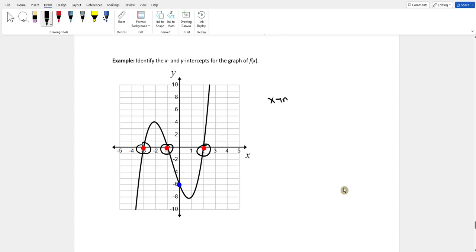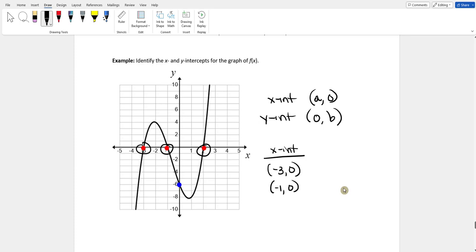When you write x-intercepts, it's written as a number and 0, and the y-intercept is written as 0 and a number. So this graph has x-intercepts at -3, 0, -1, 0, and 2, 0. The y-intercept is where the graph crosses the y-axis, which is here in blue. That point would be 0, -6.